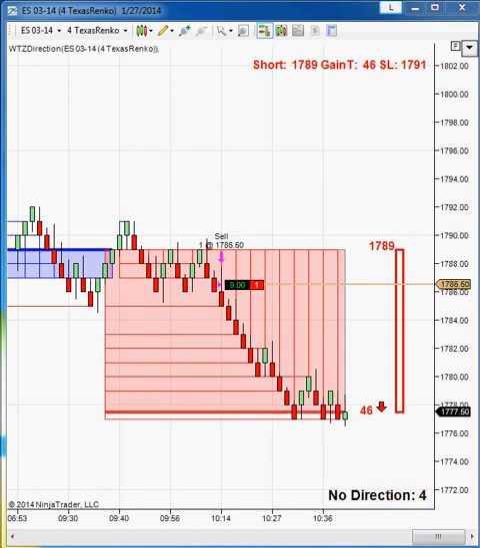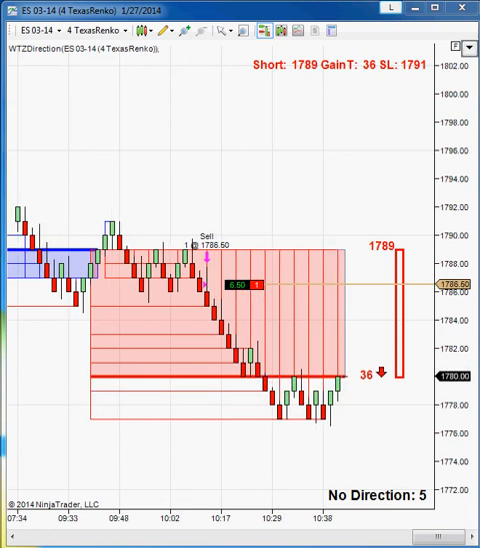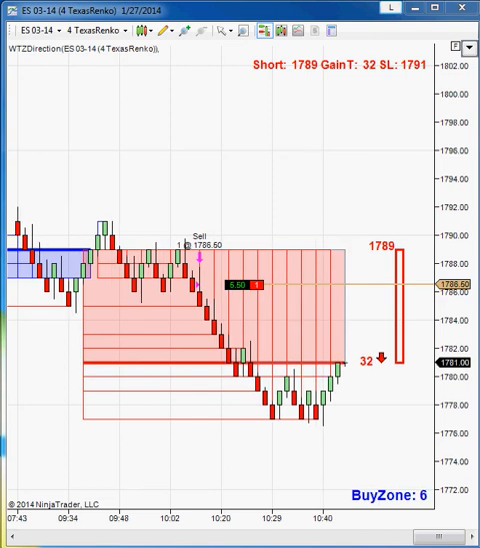Sell zone is a 4, so that's good. But it's coming back again to 5. Man, it looks like a weird day. So no direction is equal to 5. If they hit the 6, we exit right away and we take a profit. We save our profit. So we are going to close this trade.